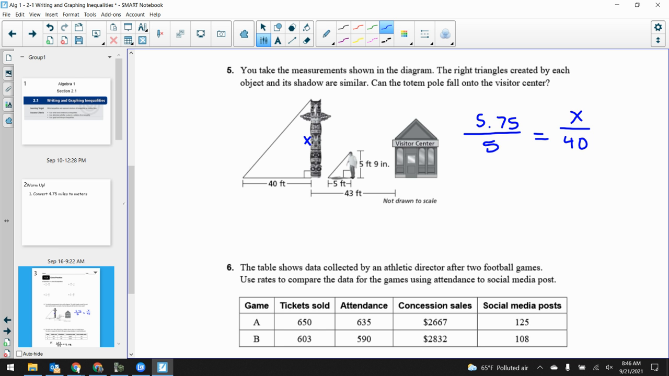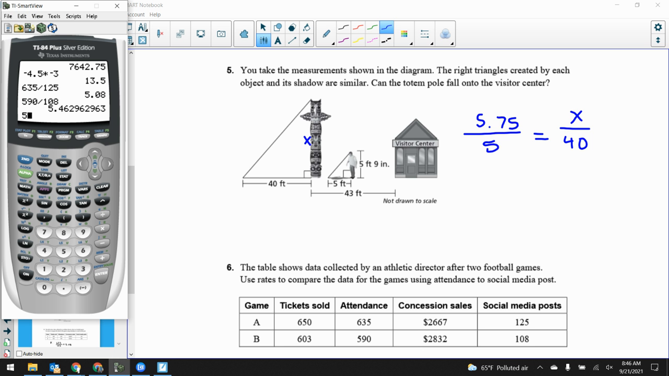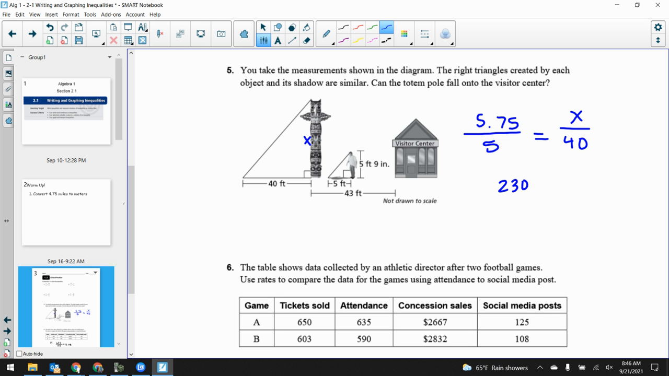And now we cross multiply. We say 5.75 times 40. And then we divide by 5. So we get 230. So 230 is equal to 5x. And then we divide by 5. We get 46 feet. So what can I say? What's my conclusion now? It will hit the visitor center. It will hit the visitor center if it falls. Yes. All right, any other questions on the worksheet?